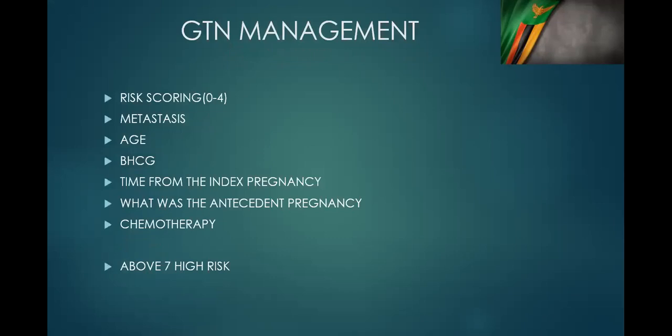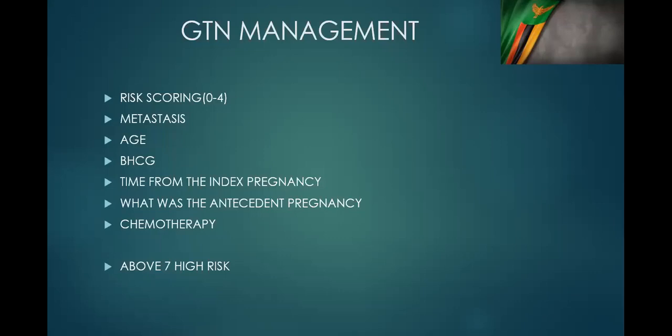And after you make the diagnosis, you do your investigation, you have to do what is called the risk scoring for this patient. So risk scoring, you can look it up. It means that you try to risk this patient. Is this a high risk gestational trophoblastic neoplasia or is it a low risk? So for you to tell if something is high risk is if the score is above 7. If the score is below 7, then that patient is a low risk.